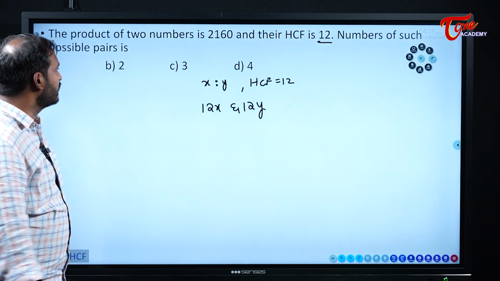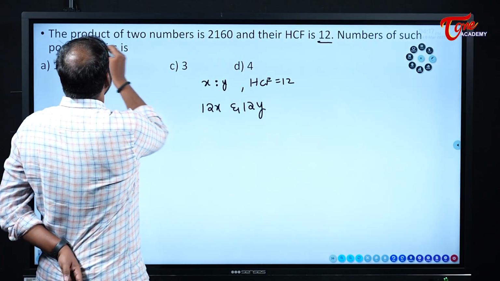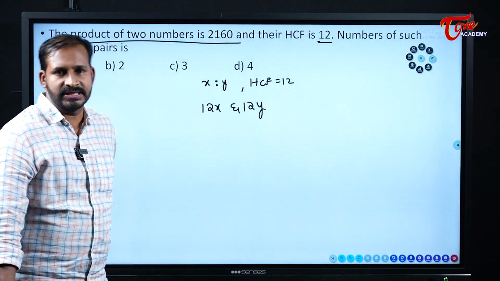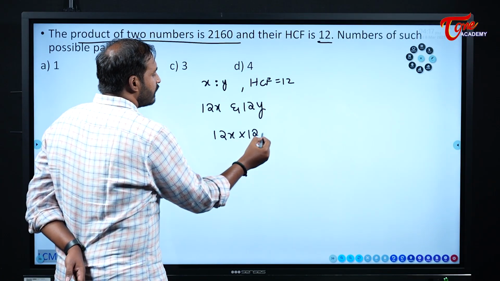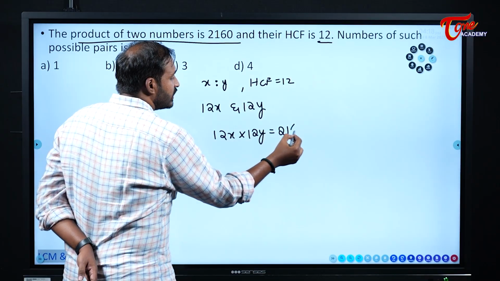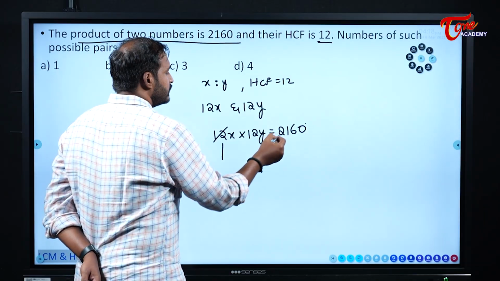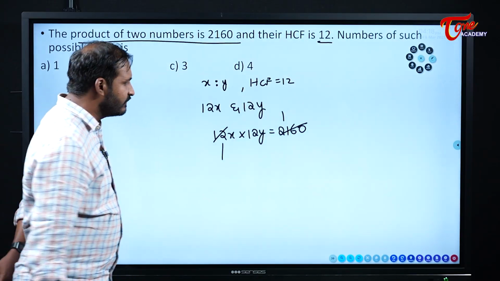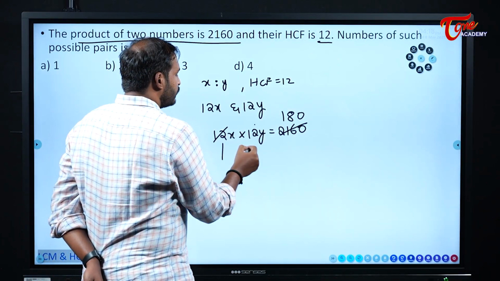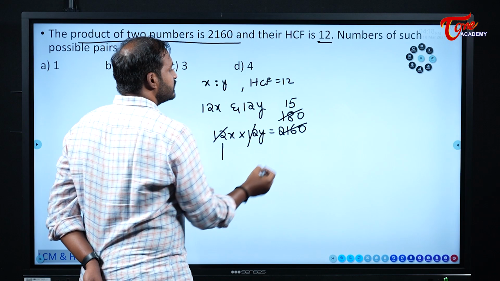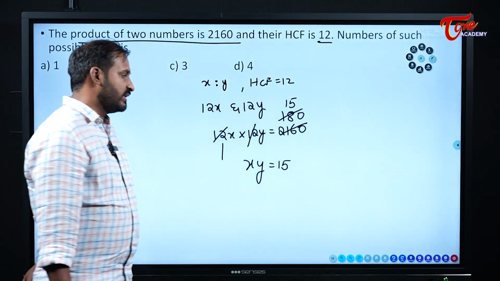The two numbers will become 12x and 12y. They are saying that the product of the two numbers is 2160. So 12x into 12y is equal to 2160. Now 12 ones are 12, I will be left with 96, 8 and 0. Next, 12 ones are 12, 15s. So at last what I got here is xy is equal to 15.